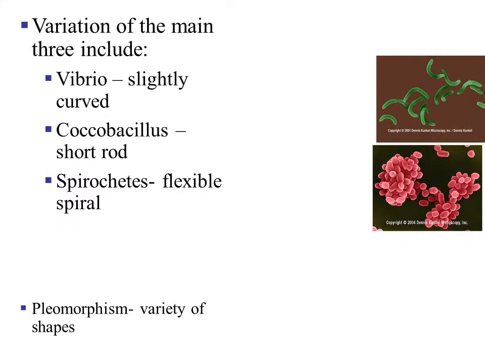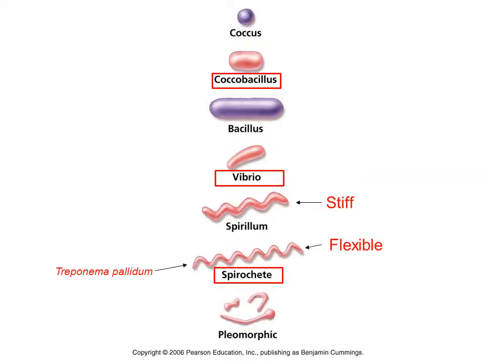Variations of the main 3 include vibrio, which is slightly curved, coccobacilli, which is a short rod, and spirochetes. These are flexible spirals. These are all the different shapes you might see after you simple stain the microorganism.